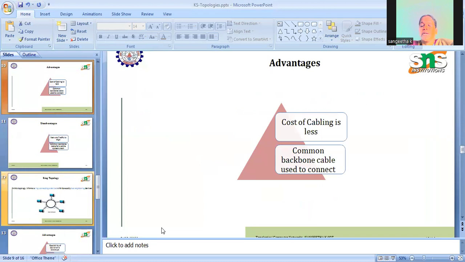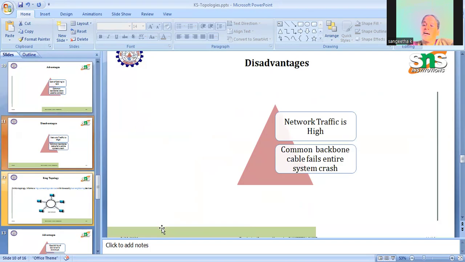The advantage, when compared to the previous two topologies, is that the cost of cabling is less here, because only the common backbone cable is used to connect. As for the disadvantages, network traffic is high because the cable is shared by multiple devices, and if the backbone cable fails, the entire network will fail. We have to consider that too. The number of nodes connected on the main cable is limited; if it is extended, the cable will get crashed or damaged.